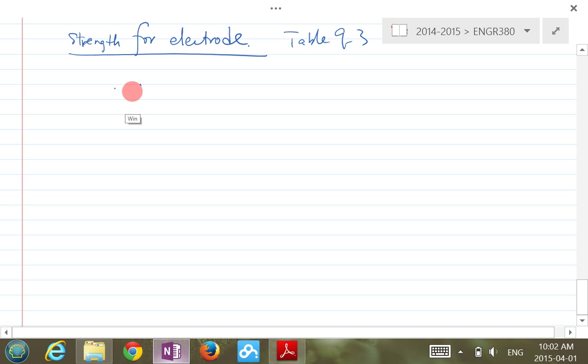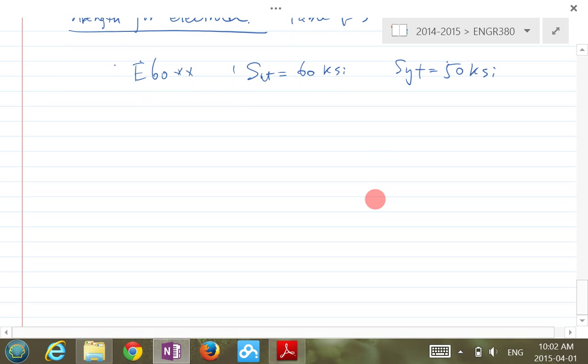So for example, I'll just write it down here, 60. So you're looking at SUT equal to 60 KSI, and SYT is 50 KSI. That's the strength of the electrodes. And then what we do next is we look at what's the allowable stress.